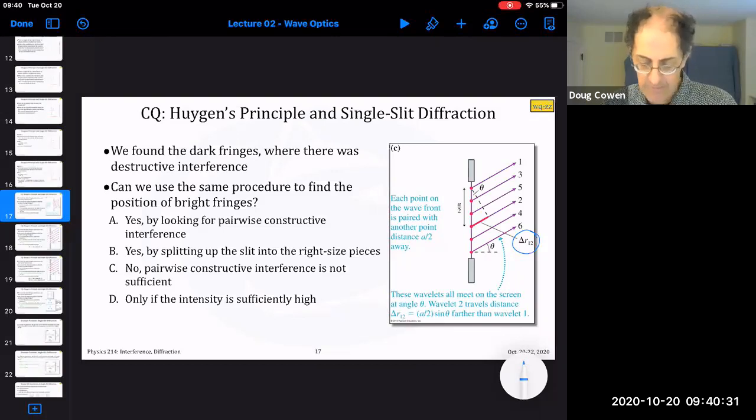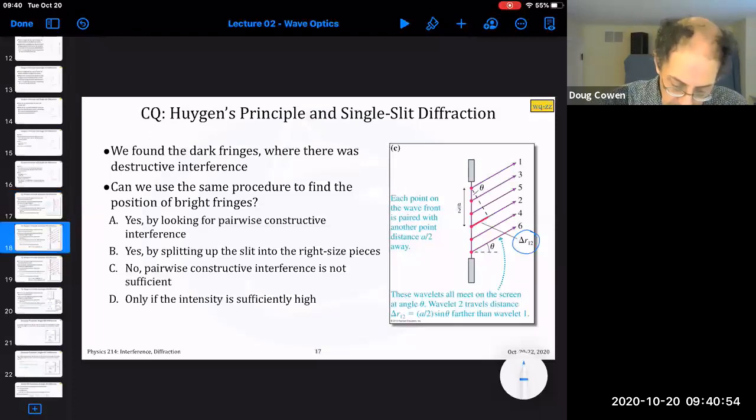Okay, please get your answers in. All right. So most people answered A, which is an entirely reasonable answer. Unfortunately, it's not quite right.